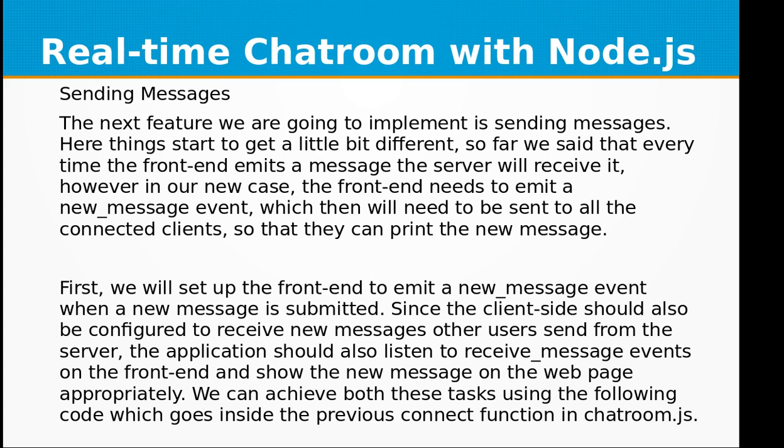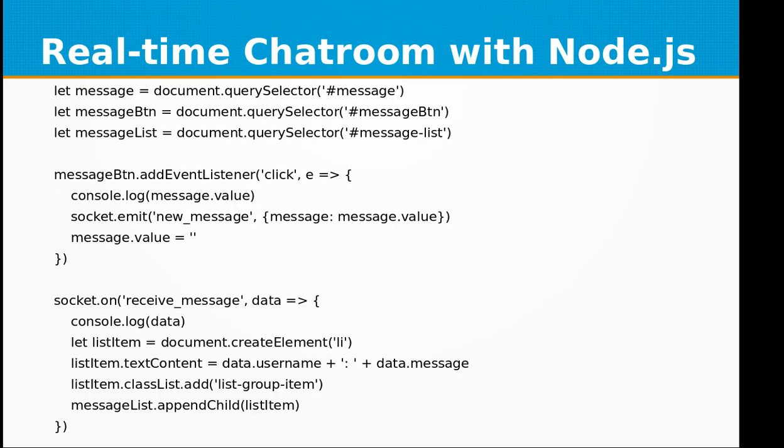First, we will set up the front end to emit a new_message event when a new message is submitted. Since the client side should also be configured to receive new messages other users send from the server, the application should also listen to receive message events on the front end and show the new message on the web page appropriately. We can achieve both these tasks using the following code, which goes inside the previous connect function in chatroom.js.